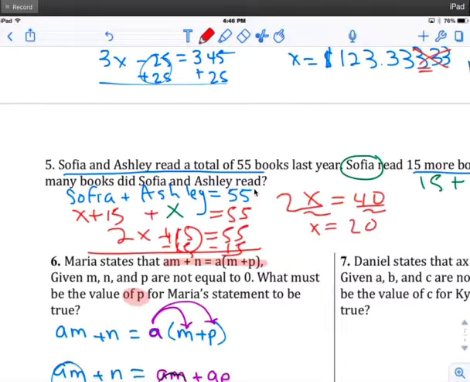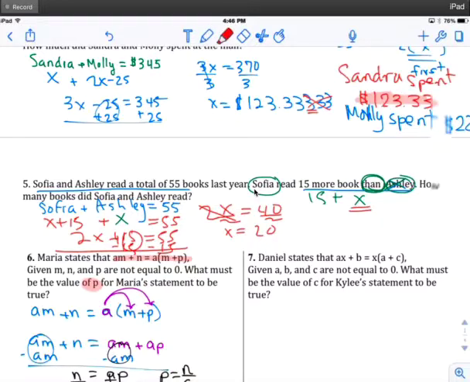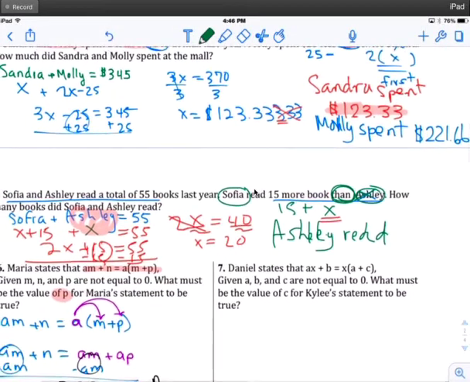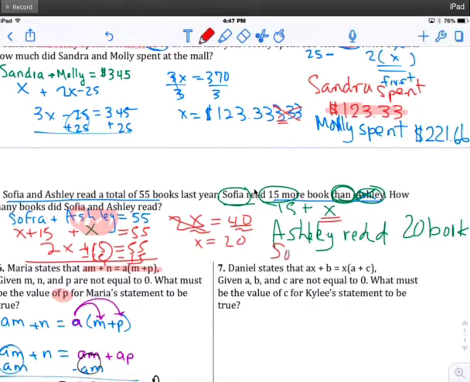Okay? Divide by that 2. X belongs to Ashley. So Ashley read 20 books. Okay. Now Sophia read 15 more. So 20 plus 15 is 35. So Sophia read 35 books.